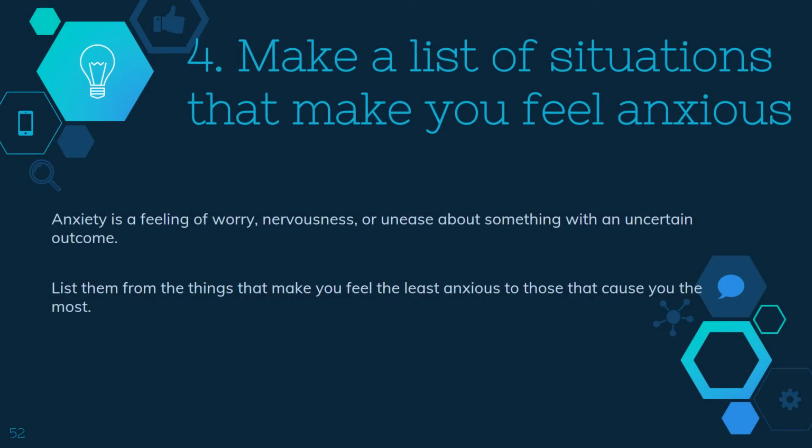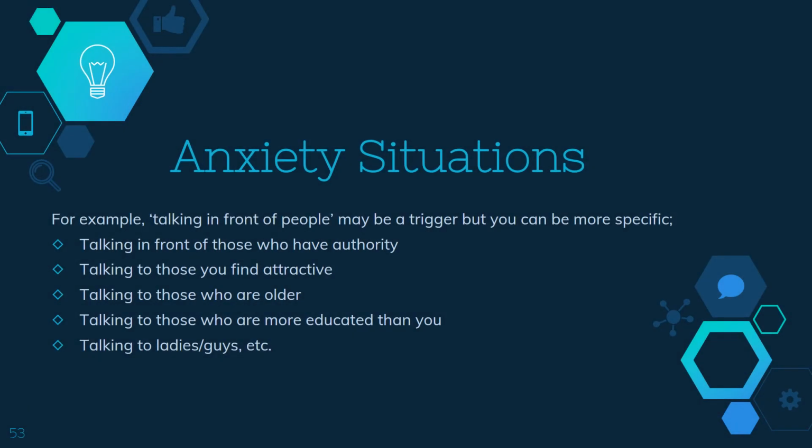4. Make a list of situations that make you feel anxious. Anxiety is a feeling of worry, nervousness, or unease about something with an uncertain outcome. List them from the things that make you feel the least anxious to those that cause you the most. Anxiety situations. For example, talking in front of people may be a trigger, but you can be more specific.